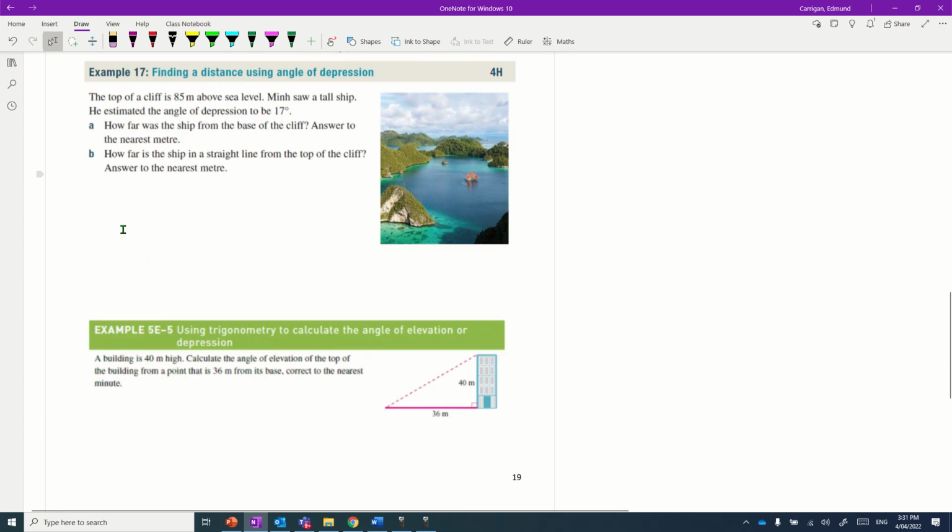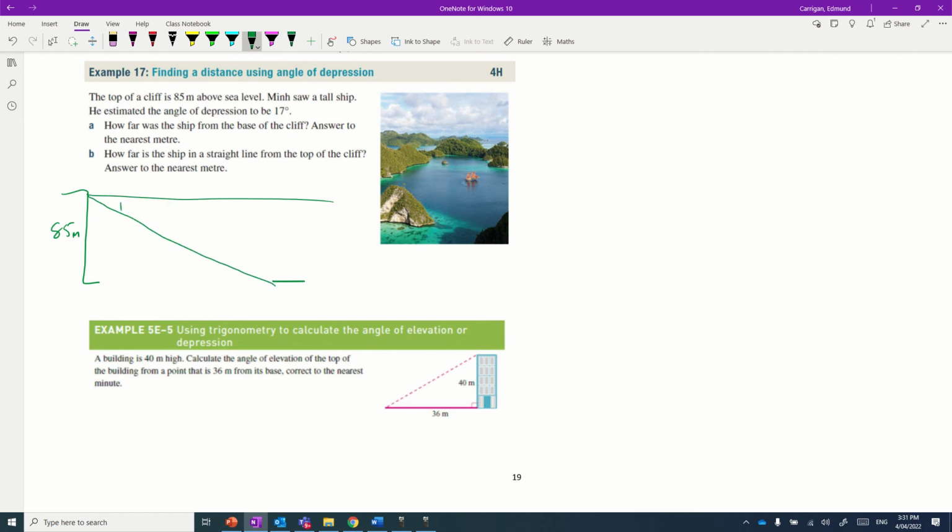All right, so let's have a look. Finding a distance using an angle of depression. The top of a cliff is 85 metres above sea level. Let's do my cliff, 85 metres. Min saw a tall ship. He estimated the angle of depression to be 17 degrees. So let's get him with his ship all the way out here. Let's get our angle of depression at 17 in there.